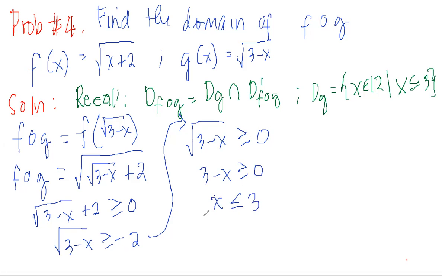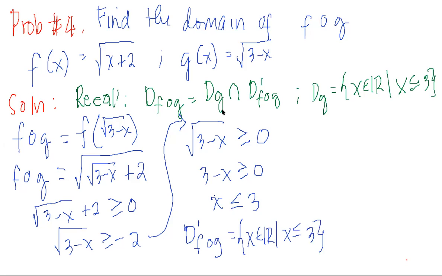So therefore, this is our domain. This is the domain of f circle g prime, okay? Which is equal to x is an element of real numbers such that x is less than or equal to 3. Now, let's solve for the domain of the composite function f circle g considering the domain of g.